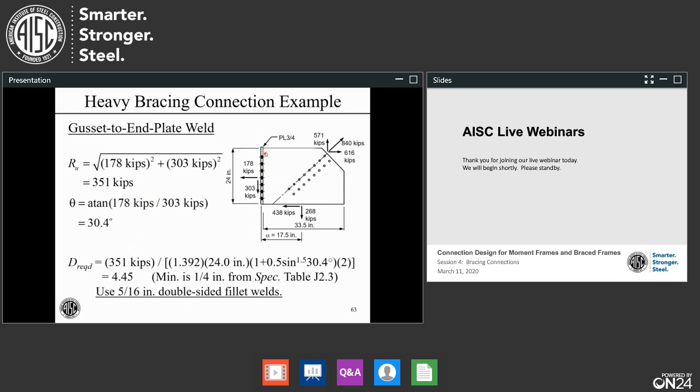Now let's move to the gusset to end plate weld. We hit this real quick because it's pretty similar to our other weld. We have the resultant force of these two. That's the required strength. We have the angle. Go through our shortcut equation, and we need 4.45 sixteenths of weld. We know that the minimum is a quarter inch from table J3.2 or 2.3. So I'm going to round this up to 5/16 and say use 5/16 inch double-sided fillet welds.